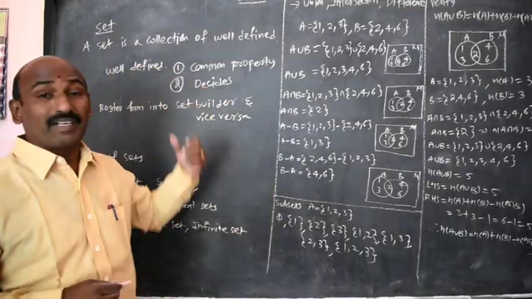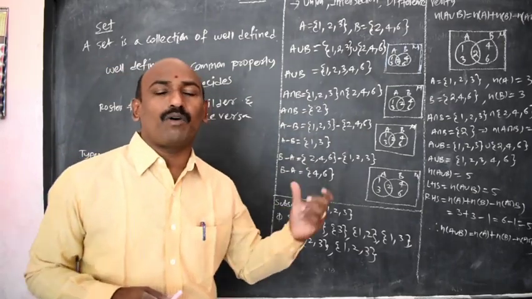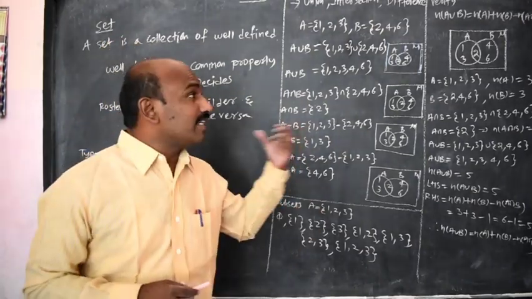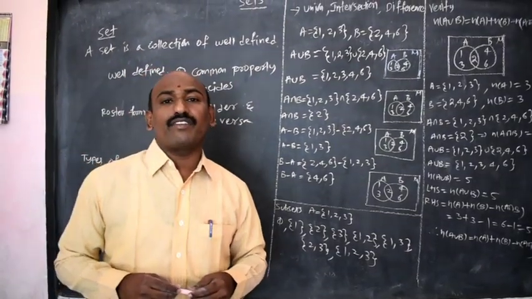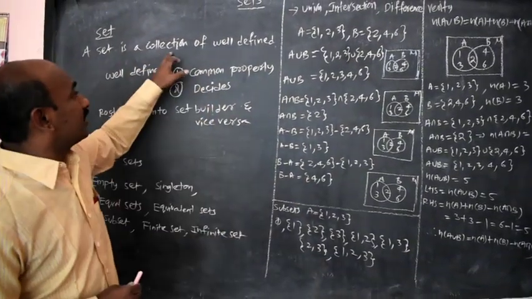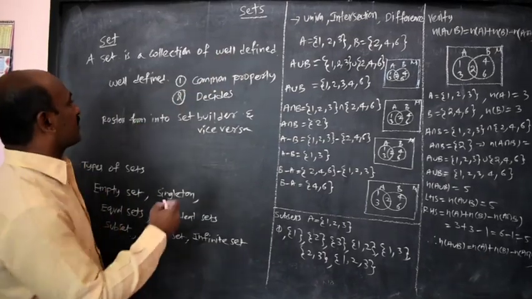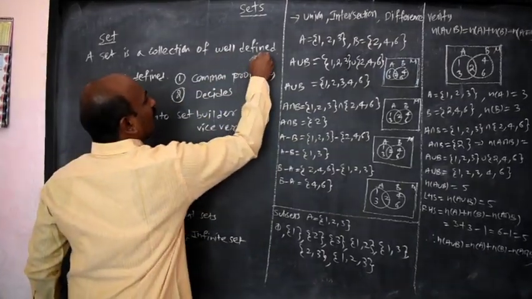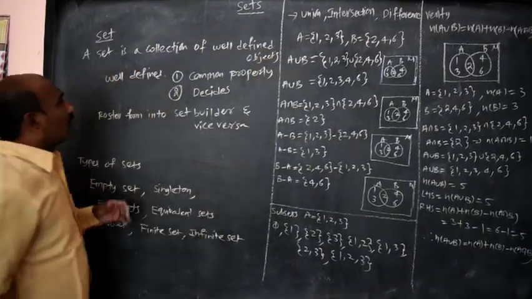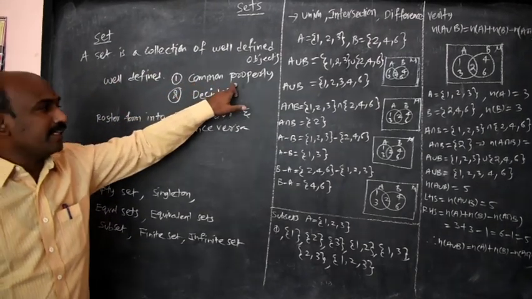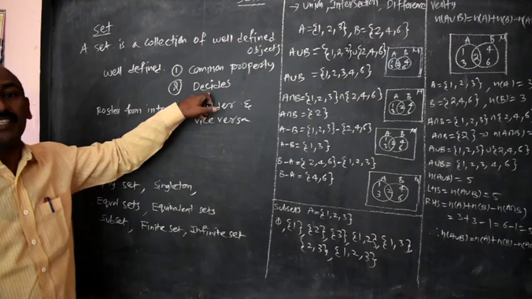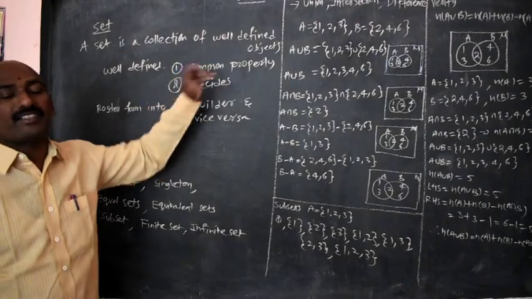The next chapter is sets. This is a very small chapter with very easy concepts. What is the definition of a set? A set is a collection of well-defined objects. Here, well-defined means there are two conditions. One is a common property, and the second is that it decides whether an element belongs to that set or not.